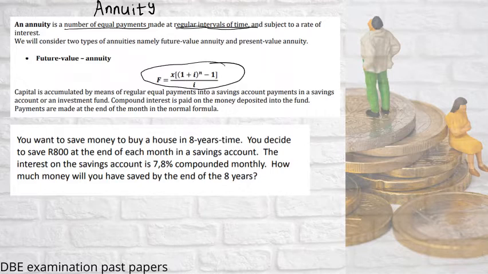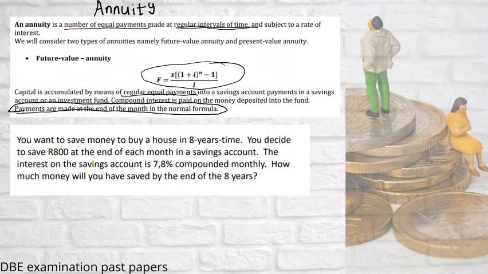Capital is accumulated by means of regular equal payments into a savings account or an investment fund, right? Compound interest is paid on the money deposited in the fund. So once you're paying those regular fixed payments, you are getting some compound interest on your amount, right? Payments are made at the end of the month in the normal formula. Very important, right? Payments are made at the end of the month.